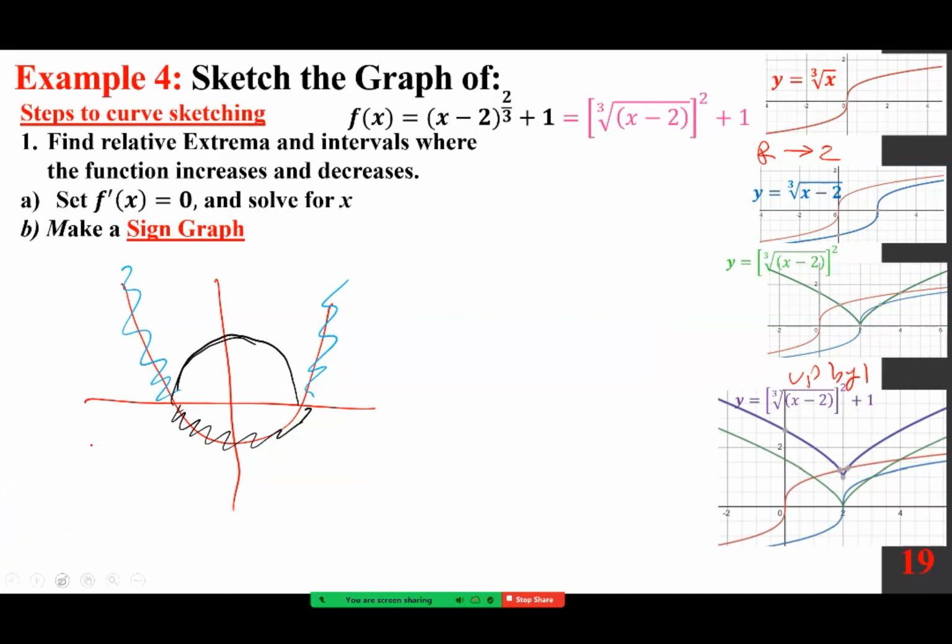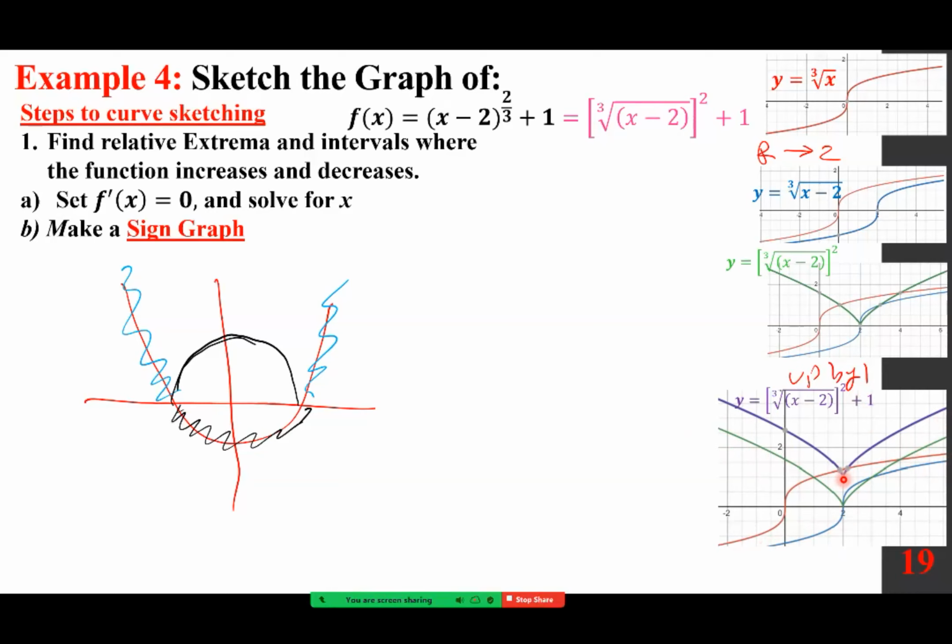So originally we have the red one. We move it to the right by 2, we get the blue one. Since we square this, notice the blue one on the positive side gets larger because it gets squared up. And the one below the x-axis gets squared up, becomes positive. And then this plus 1, look at the green one, goes up by 1 unit.